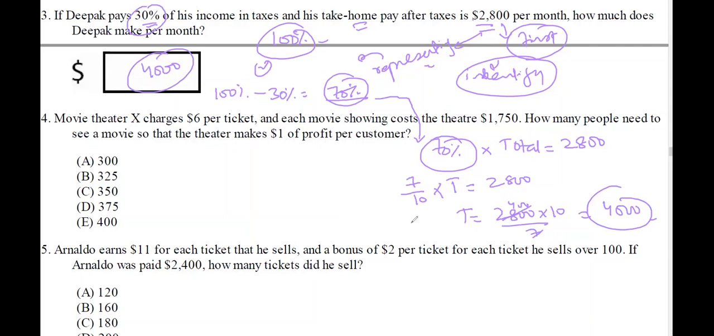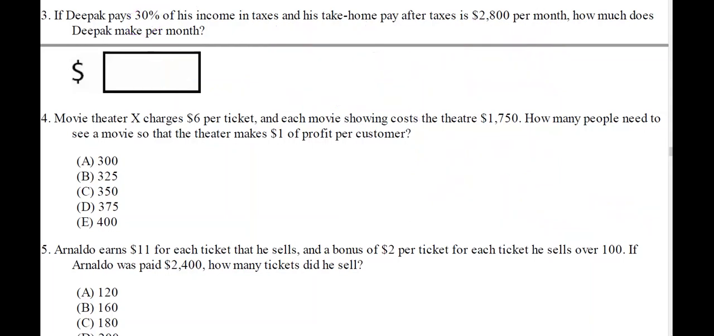Did you get this part? Yes. Okay. Again, it says that I am clearing it again. I am doing it all. It says that Deepak pays 30% of his income in taxes and his take home pay after tax is 2800, right?